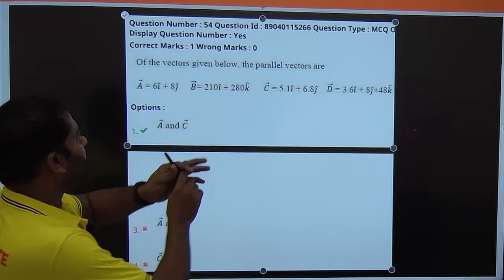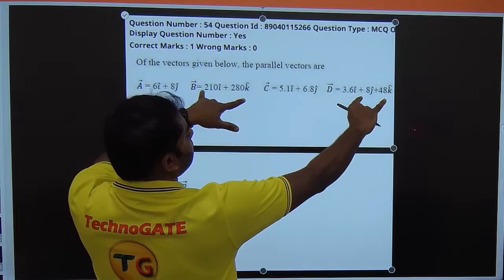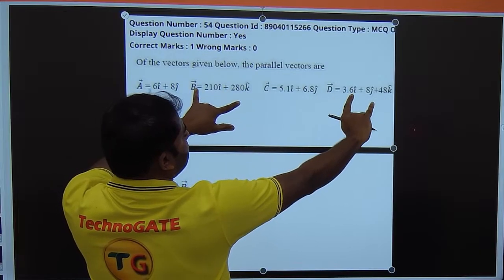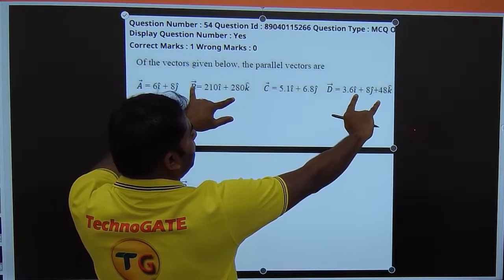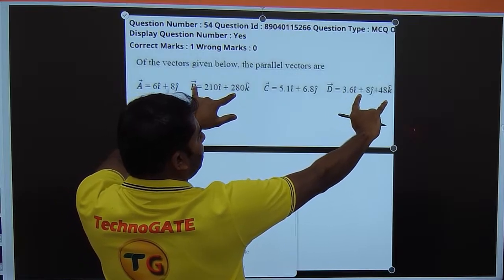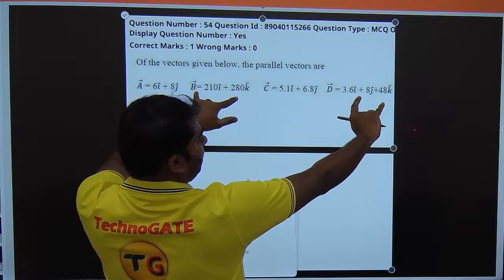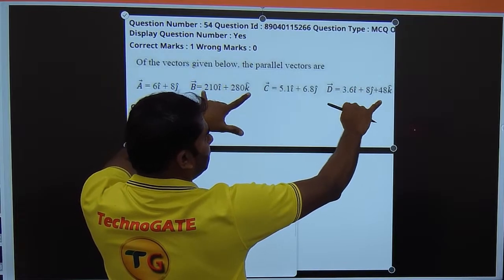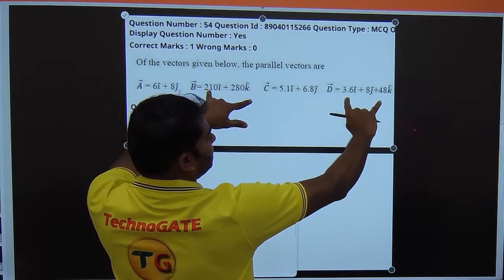ఎందుకంటే ఇప్పుడు B and D తీసుకుంటే, ఐ కోఫిషియంట్ రేషియో తీసుకుంటే 210/3.6 నాన్ జీరో వాల్యూ. కే కోఫిషియంట్స్ తీసుకుంటే 280/48, that's also some non-zero value. కానీ జే తీసుకుంటే 0/8 which is 0. So that ratio cannot be satisfied with D.